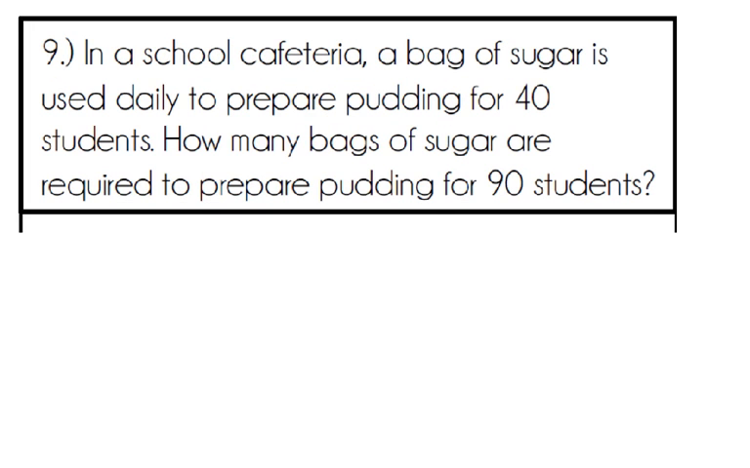In a school cafeteria, a bag of sugar is used daily to prepare pudding for 40 students. So a bag, so that should tell you that's 1, is used to prepare pudding for 40 students. They want to know how many bags of sugar they'll need for 90 students, okay? So you can get that from what you have in this problem. So think, if 1 is used for 40, how many will they need for 90, okay?